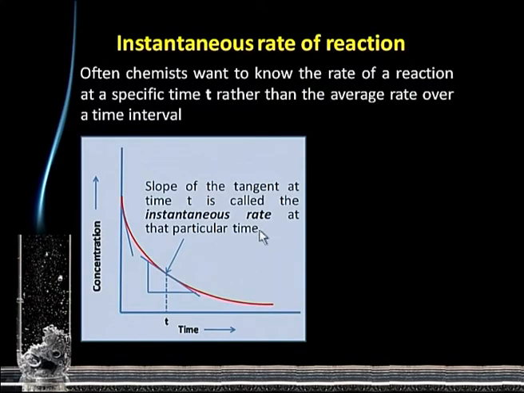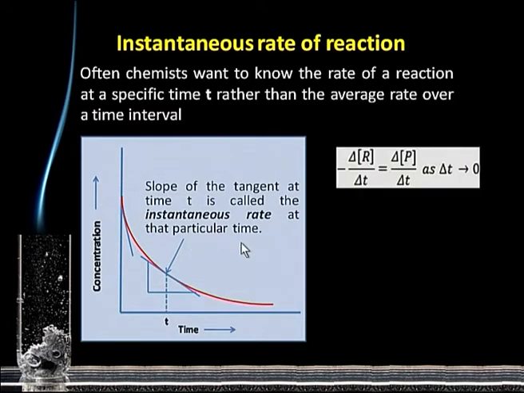Sometimes we become interested in finding out the rate of reaction at a particular instant, say at 10 minutes or 20 minutes. In such a case, we can look at the concentration profile that we have, find out at what time we want to get the rate. At this point, draw a tangent and work out the slope or the gradient, and whatever value that you get is the instantaneous rate.